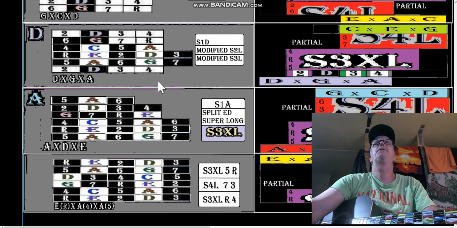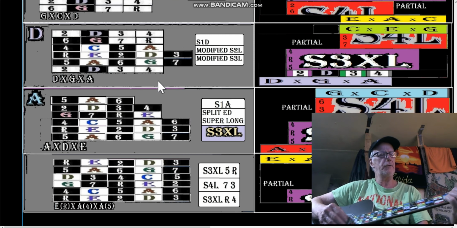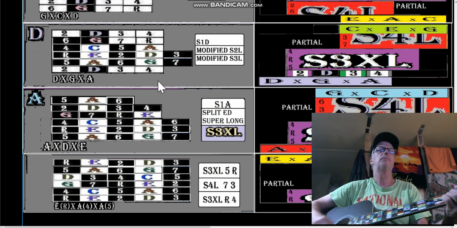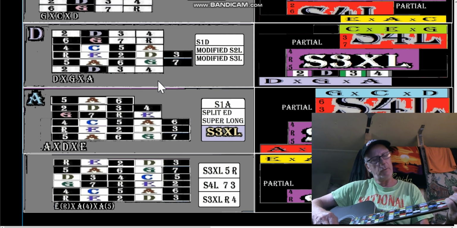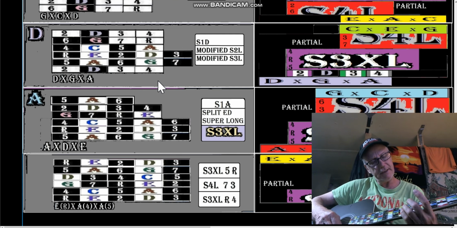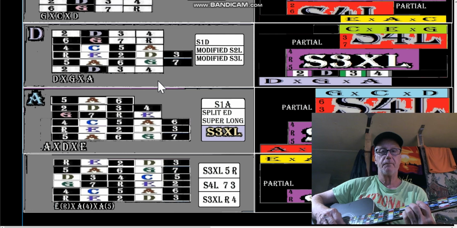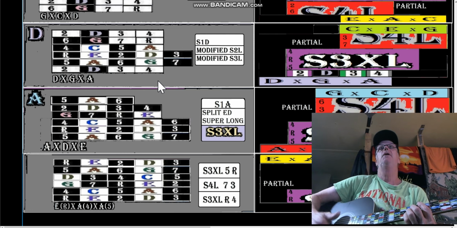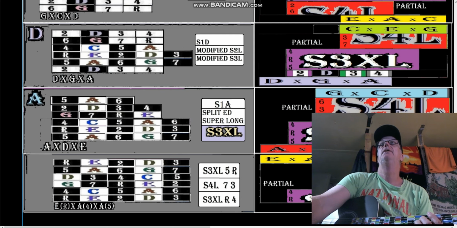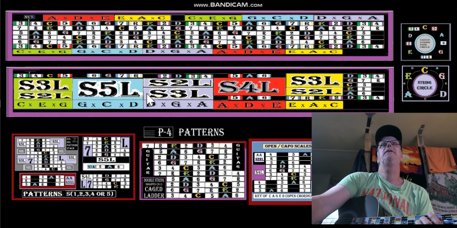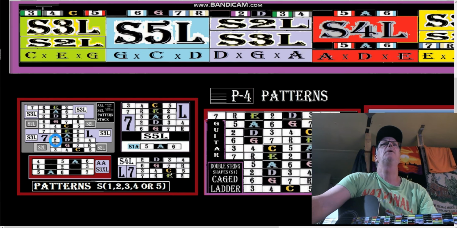What happens is with the A, now we've got an A down here, right? Well, what if we just take that A shape and bring it up to here, where it would be like an A-shaped D? Now, when we want to play the D pattern, we're going to play it right here, which is going to be an S3L and S2L. And they're way down here.